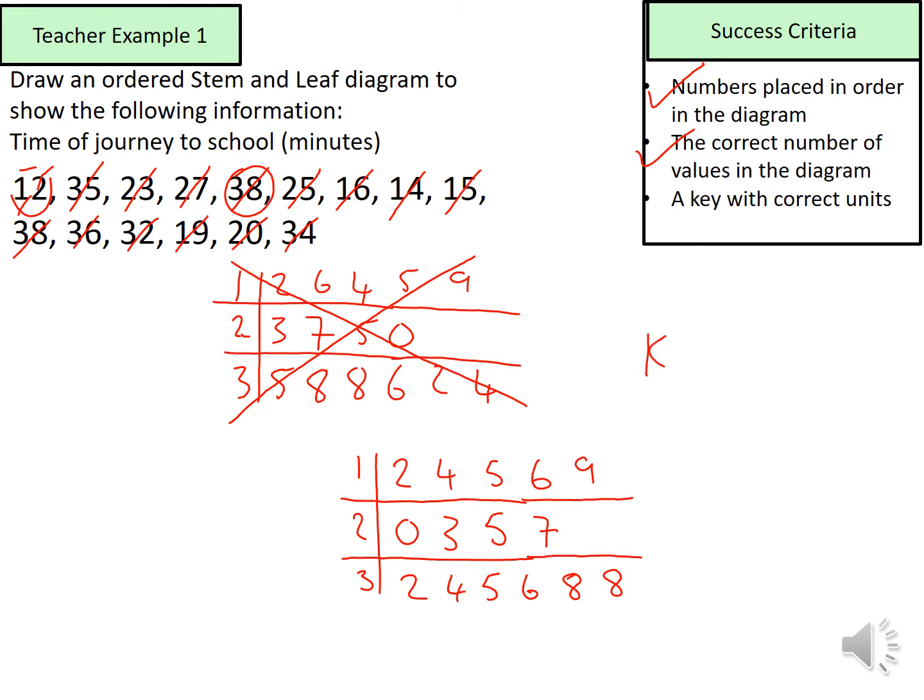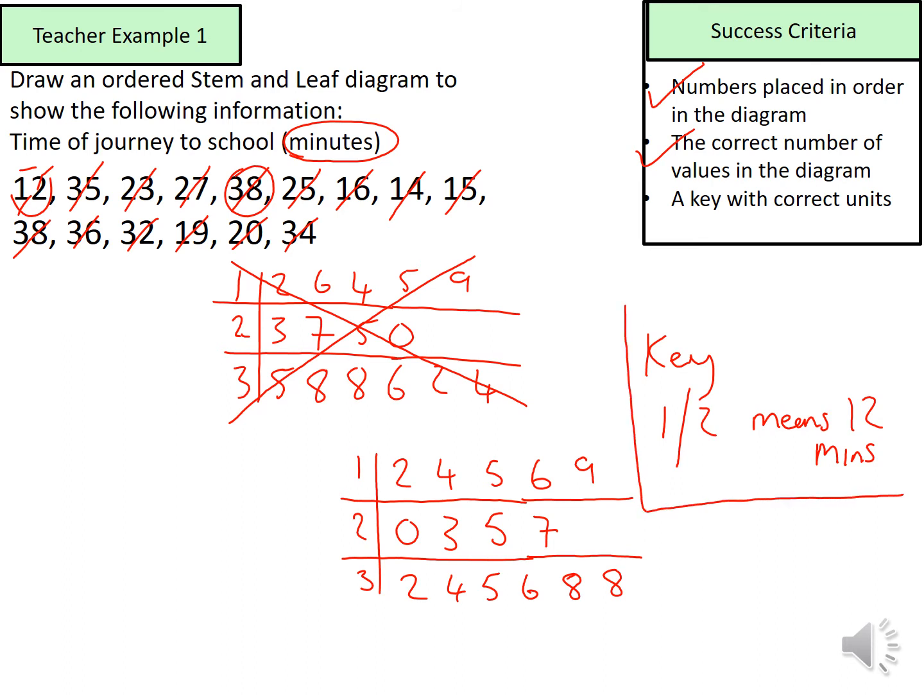So I will write key. I'll pick one of the values from my stem and leaf. I usually would pick the first one. So 1 | 2 means 12. Now in this question the units are minutes, so you need to write 1 | 2 means 12 minutes. Alright, that is my key. Draw a box around your key, and that is the question done.